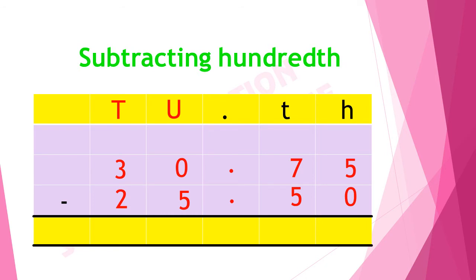We will subtract hundredth. In the hundredth column there is 5 and 0. We have to subtract 0 from 5. Students, think about it and tell me, what will be the answer if we subtract 0 from 5? We get 5. If we subtract 0 from any number, we get the same number. It means if we subtract 0 from 5, we will get 5.